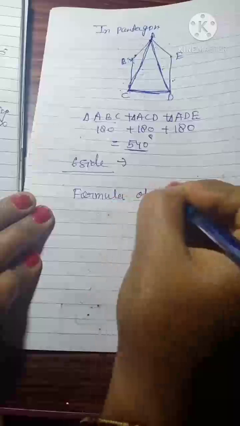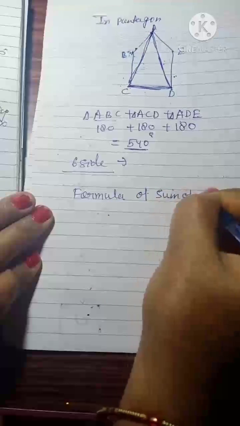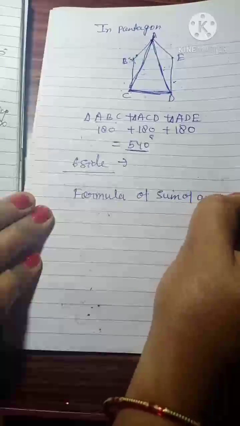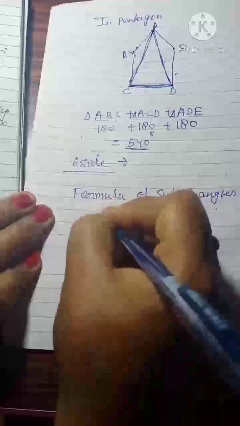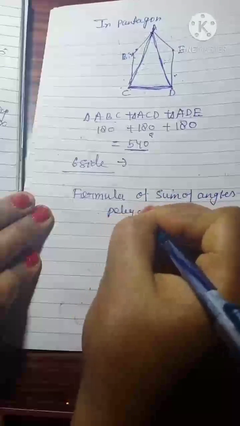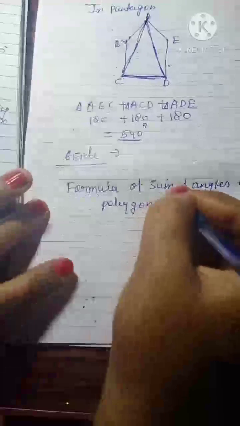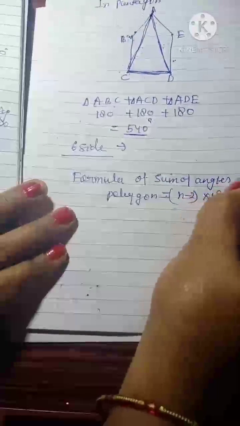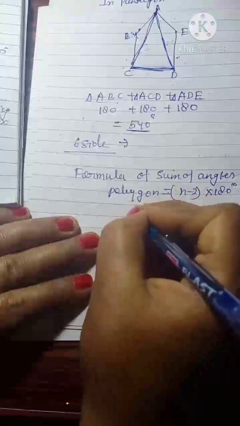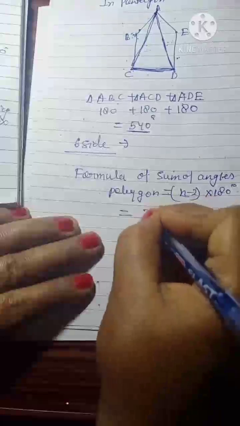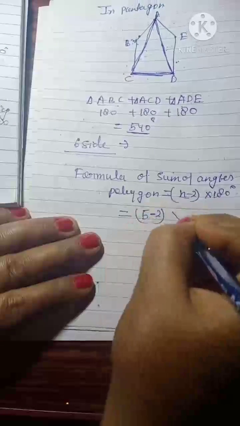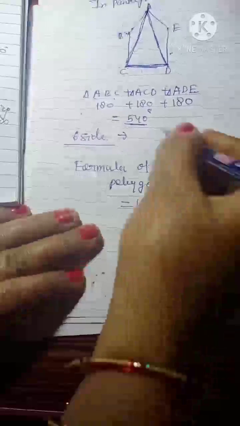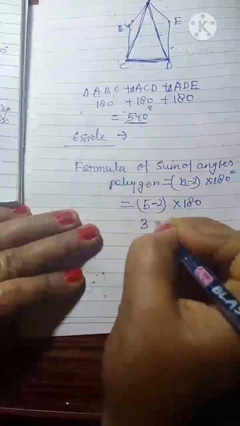The formula for the sum of angles of a polygon is equal to, what will it be, beta? n minus 2 into 180 degrees. Okay, n minus 2 means, beta, n means number of sides. 5 minus 2 into 180 degrees. How many triangles did we get here? 3. So 3 into 180.